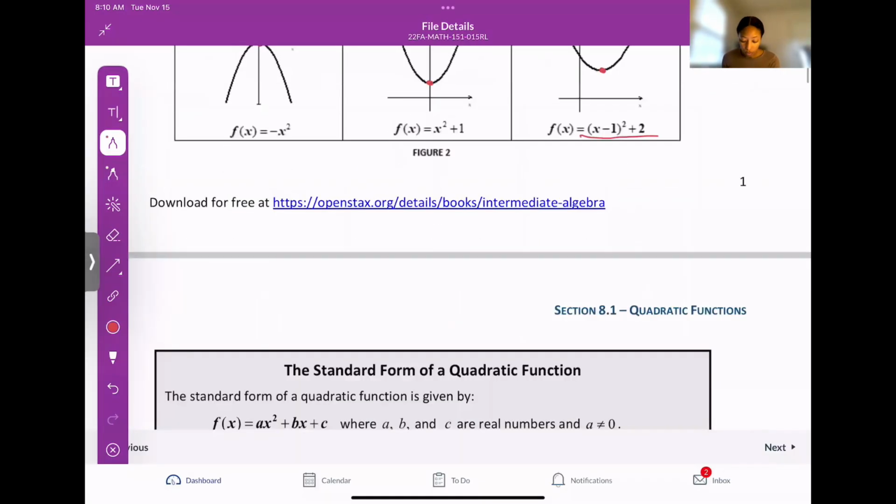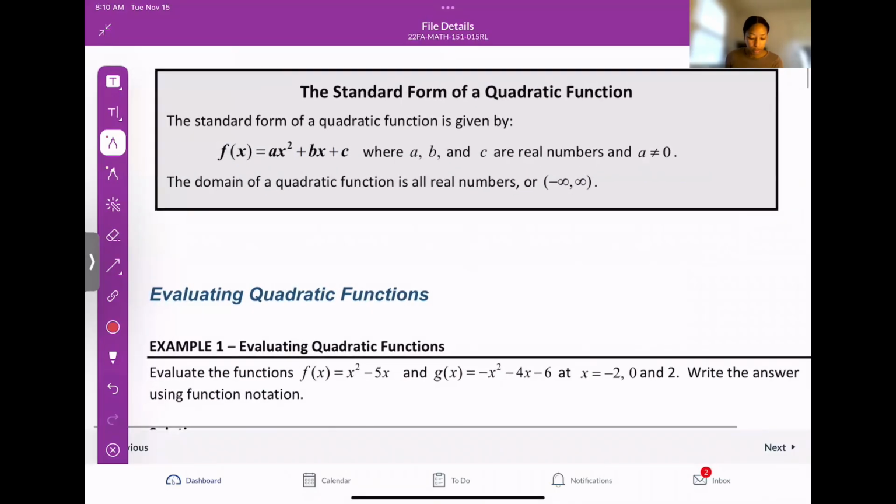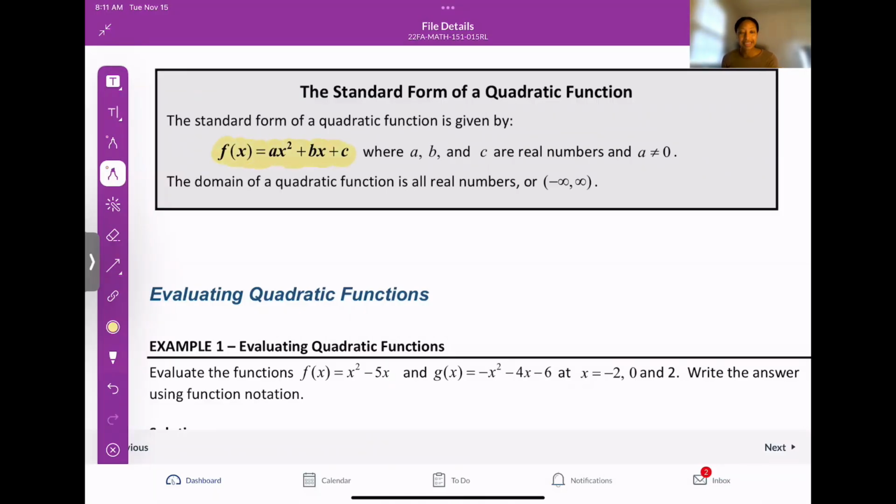We're going to talk about the standard form of a quadratic function next, which most of you may be familiar with. A quadratic function is of the form f of x equals ax squared plus bx plus c. So it's a polynomial where x squared is the highest power of x. These a, b, and c are real numbers, and a can't be equal to 0, because if a was equal to 0, then we wouldn't have an x squared term, and it would no longer be quadratic.